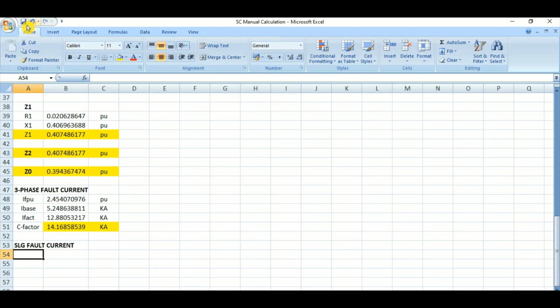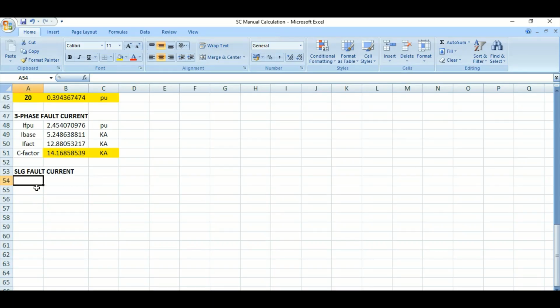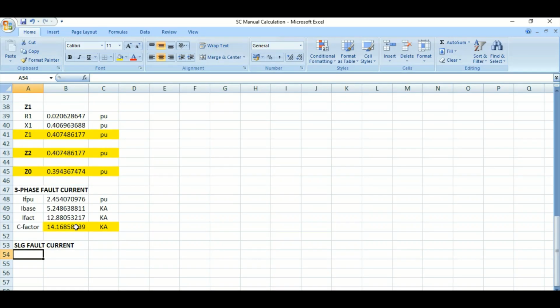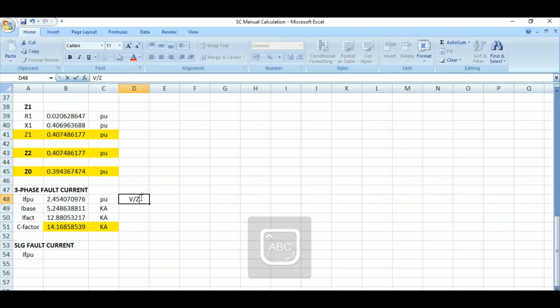To find out the single line to ground fault, what to do? We need all three values, Z1, Z2 and Z0, and we need to find out the IF per unit, this per unit fault current. For three-phase fault current it was V by Z, right? I equals V by Z. But for single line to ground fault, this equals 3V.